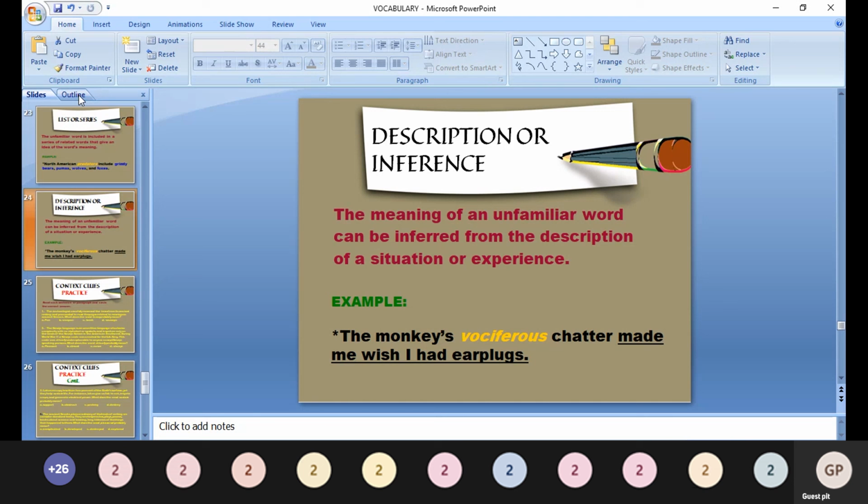The monkey's vociferous chatter made me wish I had earplugs. So you really wished your ears were plugged. Why? It could be the noise that they made, the continuous chatter, their screaming and shouting and all those things. So you can understand the meaning. It was so loud and not pleasant to hear, so you wanted to have your ears plugged.